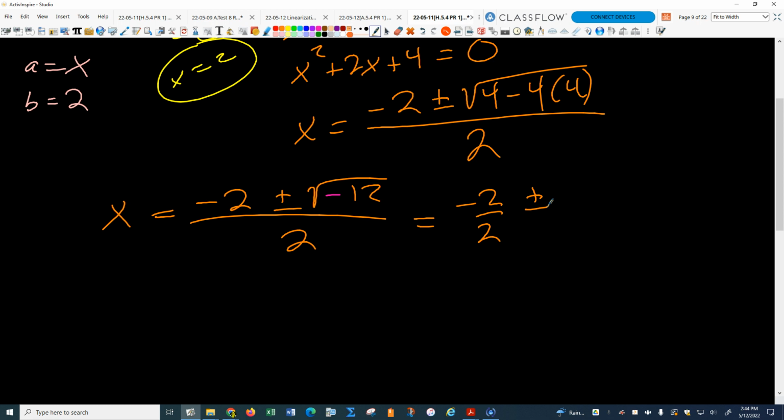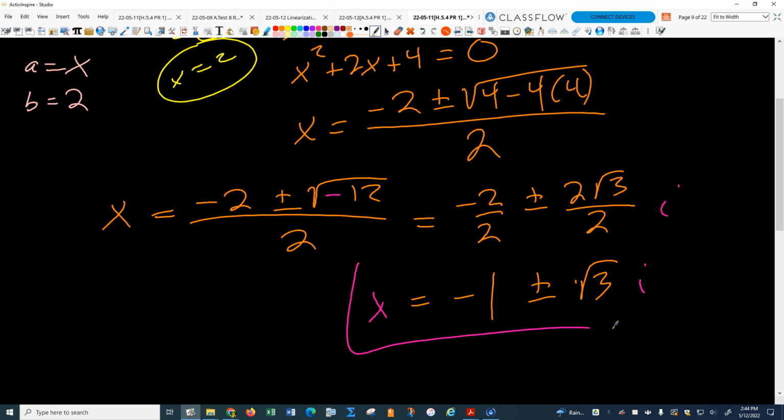What does the square root of 12 simplify to? 2 radical 3, right? Because I can break it up into the square root of 4 times the square root of 3, and the square root of 4 is 2, right? And I need an i. You're right, need an i. And so then if I reduce the fractions, I get negative 1 plus or minus the square root of 3 i. Those are the other two solutions that we were missing before, right? They're complex conjugates. They don't show up as x-intercepts, but they're still solutions. They're still zeros, right? Okay, that's a good place to stop.